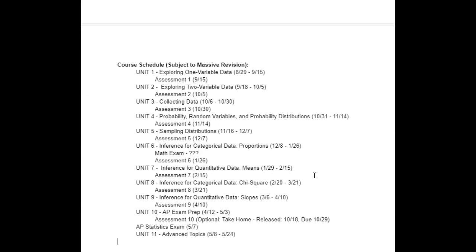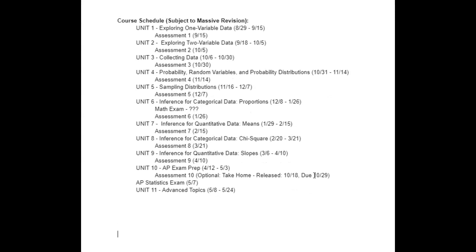Okay, so this is a rough outline of the course. The material leading up to the AP exam has 9 units. The 10th unit is essentially the exam prep itself. Then we take the exam on May 7th, and there are some advanced topics that we might take on after that in May.